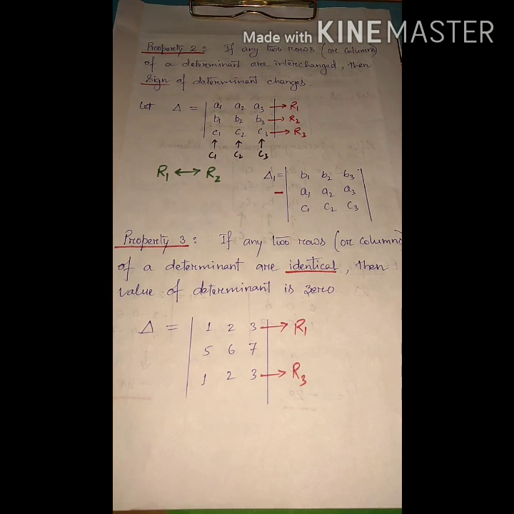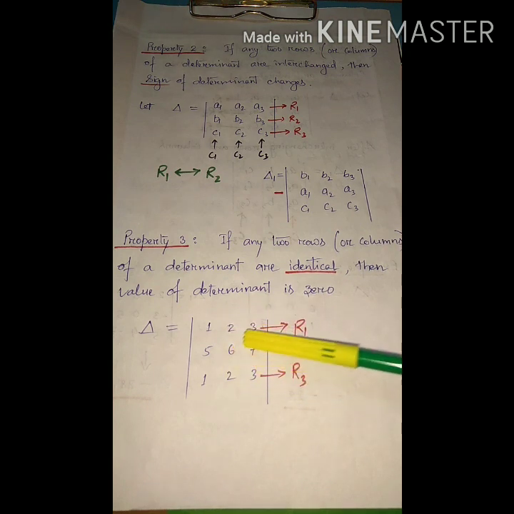So exactly same. Now if you see this determinant, the first row is 1 2 3 and the third row is also 1 2 3. So in this case we can say identical. If the second row is also 1 2 3, then also we can say identical. So if any two rows or any two columns are identical, that means exactly same elements. Remember, exactly same elements, then we can say the value of this determinant.